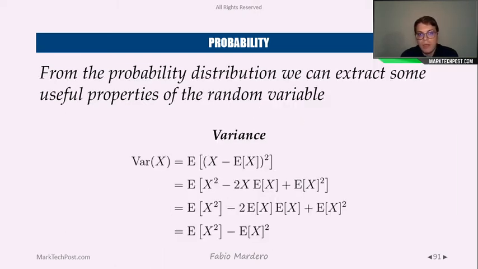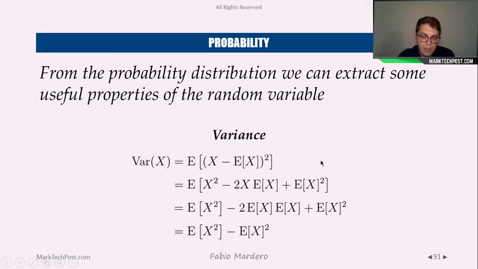Another property that can be extracted from a random variable is the variance. And the variance is equal to the expected value, so the probability weighted average of the values taken by the random variable, but of what? Not of x, but of x minus the expected value of x, to the power of 2. Also, this can be rewritten in this form, but let's start with this expression.